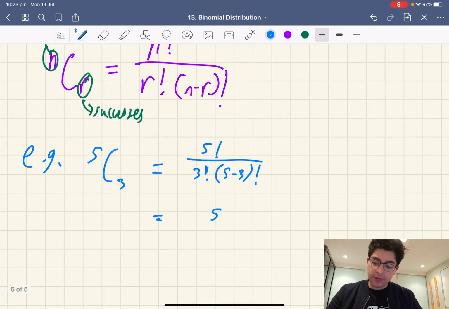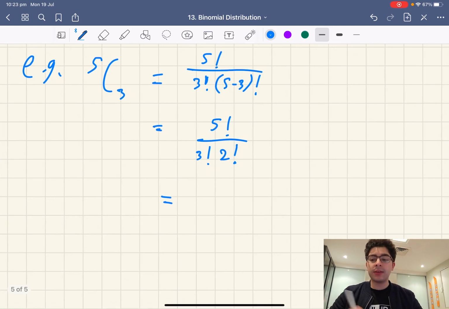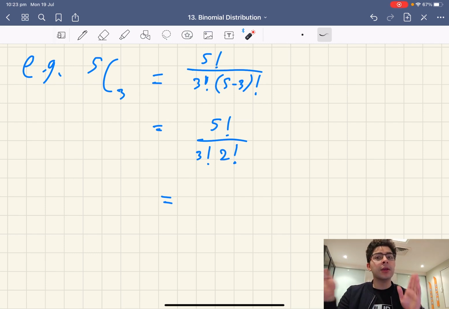Now, let's rewrite that. It's 5 factorial over 3 factorial. Now, 5 minus 3 is 2, so that's going to be 2 factorial. Factorial basically just means it's going to be 5 times 4 times 3 times 2 times 1. 3 factorial is 3 times 2 times 1, and 2 factorial is 2 times 1. So factorial is basically saying you just times by every previous whole number until we get to the very last one. That's pretty much it.